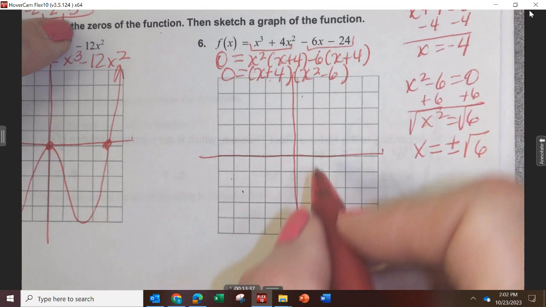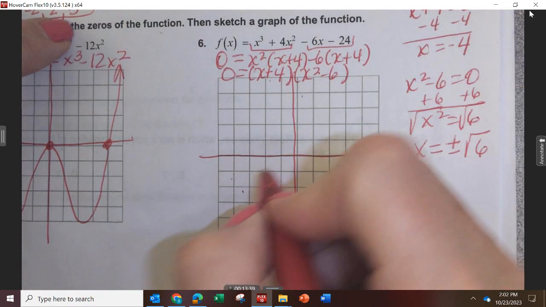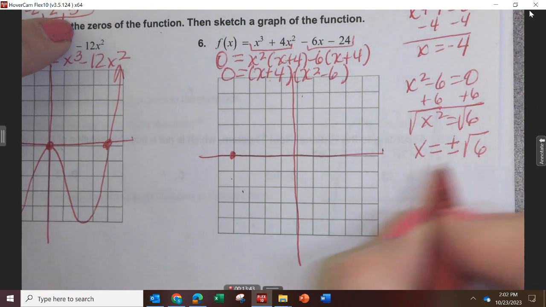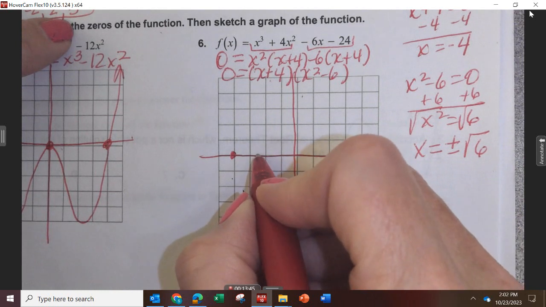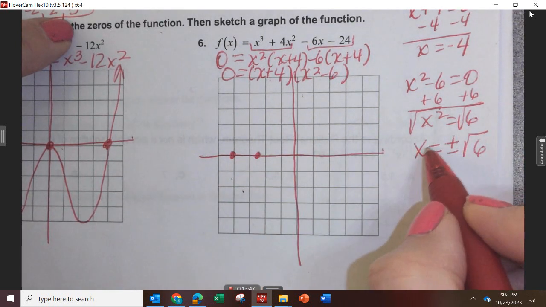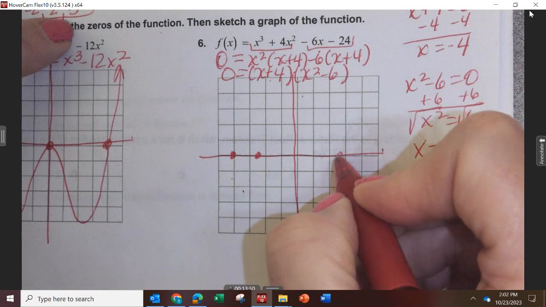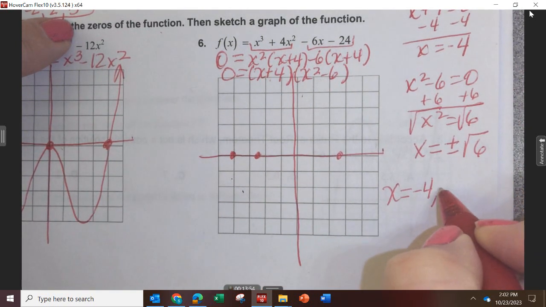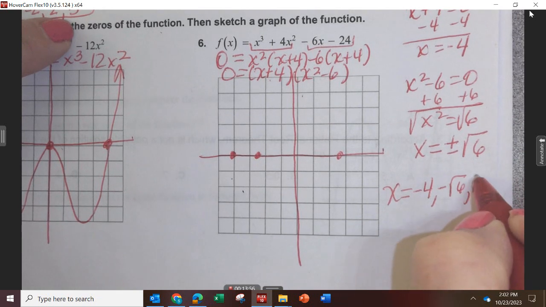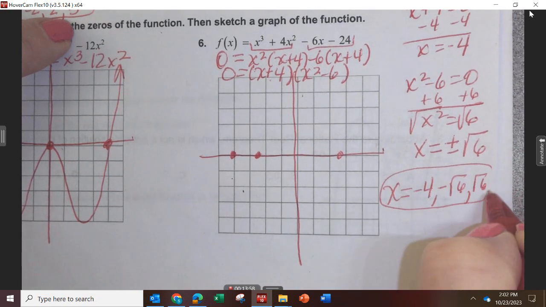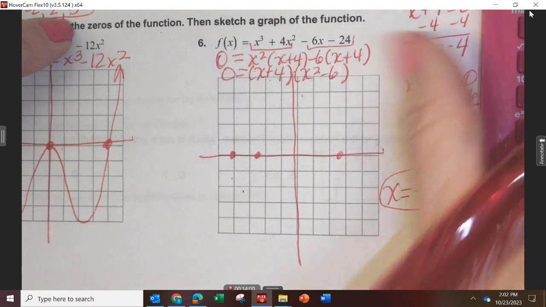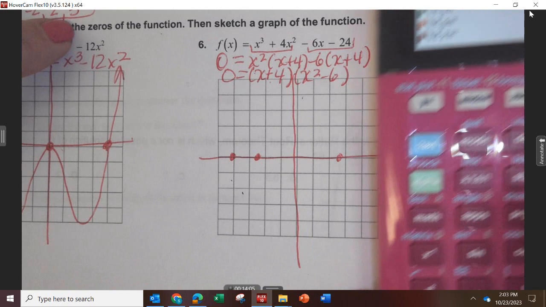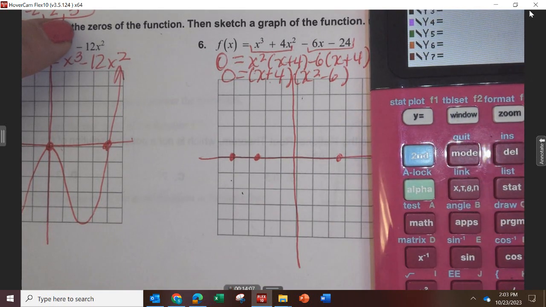2.4 maybe? Okay, so I'm going to go to -4 and put the 0. This is going to be about -2.4, put the 0. And then I have positive 2.4. Okay, so now listing all my x's, I had -4, negative radical 6, and positive radical 6. Those were all of our zeros. Now, the next thing, I don't really expect you to be able to do that yet, but let's just go ahead and type this into our calculator.